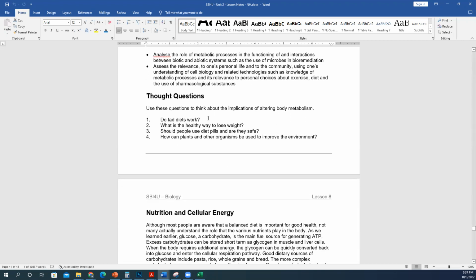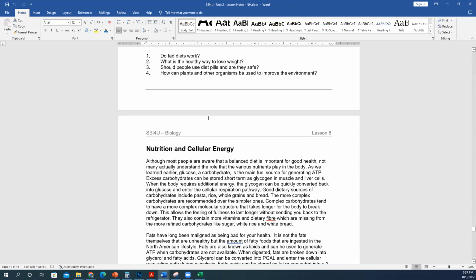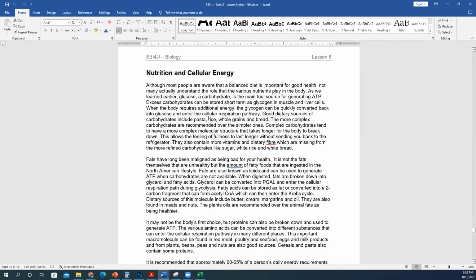And some of the things you should keep in mind as we discuss the material in today's lesson is to think about, do fad diets actually work? And what is a healthy way to lose weight? And should people use diet pills, and are they safe? And finally, on the topic of bioremediation, how can we use plants and other organisms to help to improve our environment? So first, let's take a look at nutrition and cellular energy.